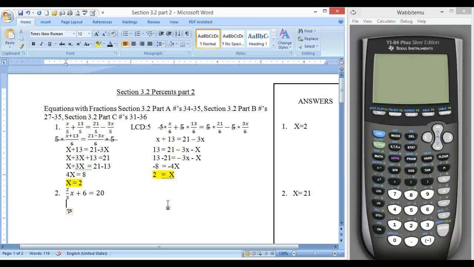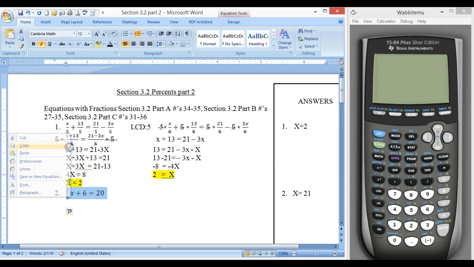This one, we could go ahead and get rid of the fraction right off the bat, or we can work it out and then get rid of the fraction. I'm going to do both ways. The first way, just ignore the fraction, just know that I have a coefficient in front of the x, and I'm going to try and isolate the x by subtracting the 6. So I'm going to copy this to show my work. Copy. Bring it down here and paste.